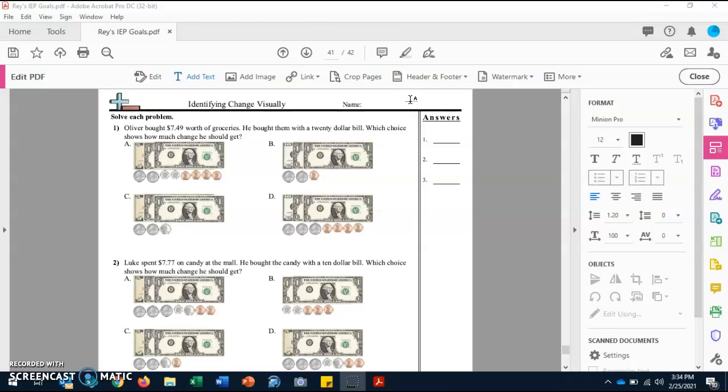So I am going to do question number 1 with you, and you will work on 2 and 3 on your own. So question number 1 says, Oliver bought $7.49 worth of groceries. He bought them with a $20 bill. Which choice shows how much money he should get? So please take out your calendar, not your calendar, I'm so sorry, your calculator. If you haven't done so, we will be needing it for this assignment.